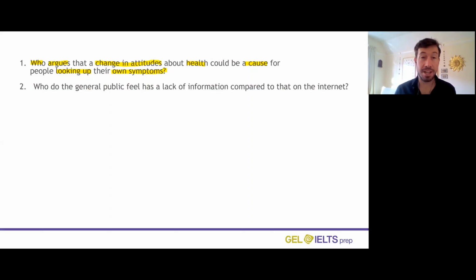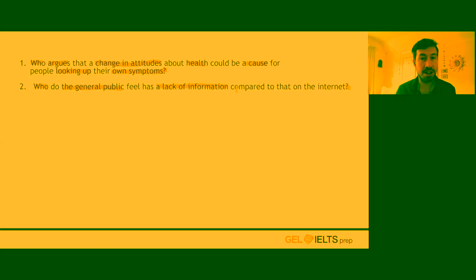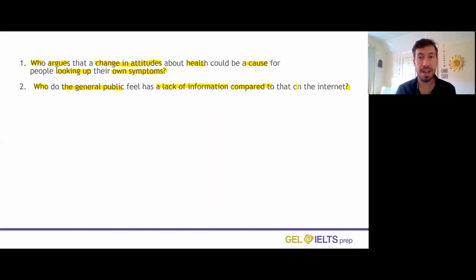Another question you might get is one like this. So you can see it's a direct question again. We've got who here. So the key words in who do the general public feel has a lack of information compared to that on the internet. So again, we'd have who, the general public, a lack of information, we'd say compared to and on the internet. So these are the key things again. And then we'd think of synonyms for these to try to find the correct answer.